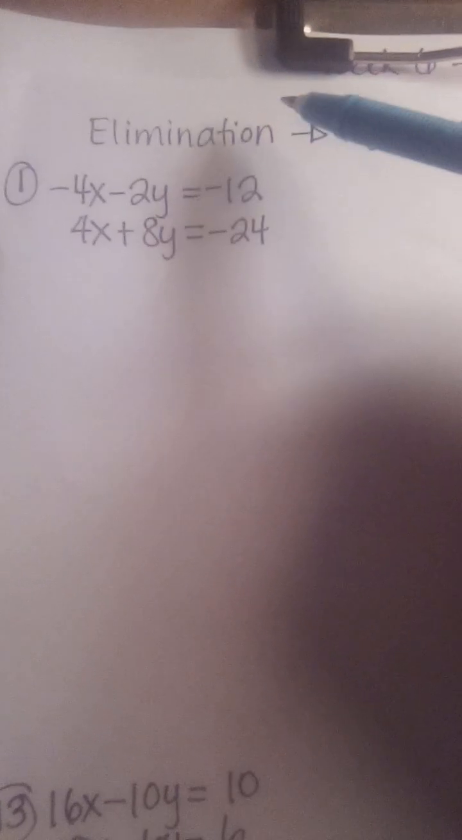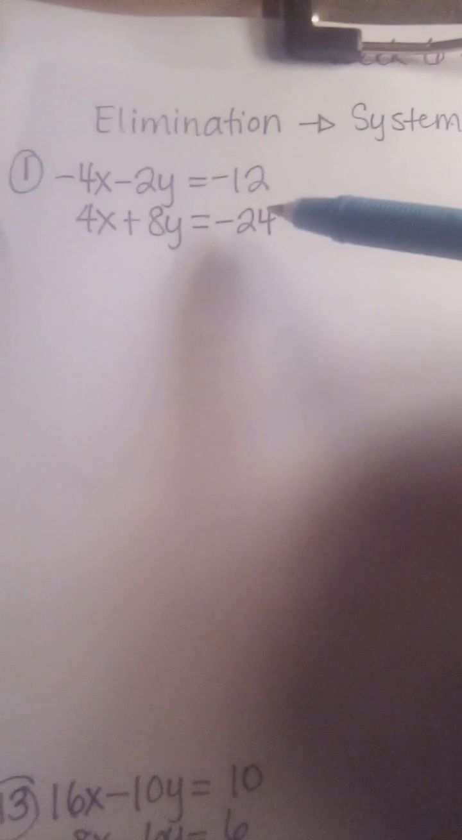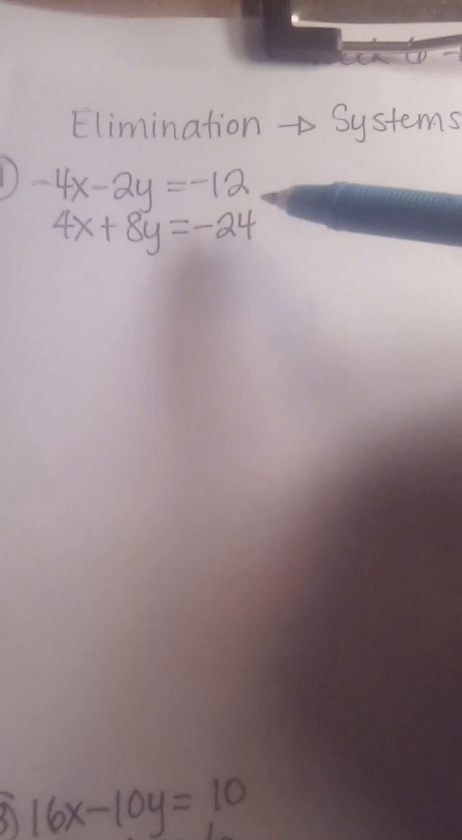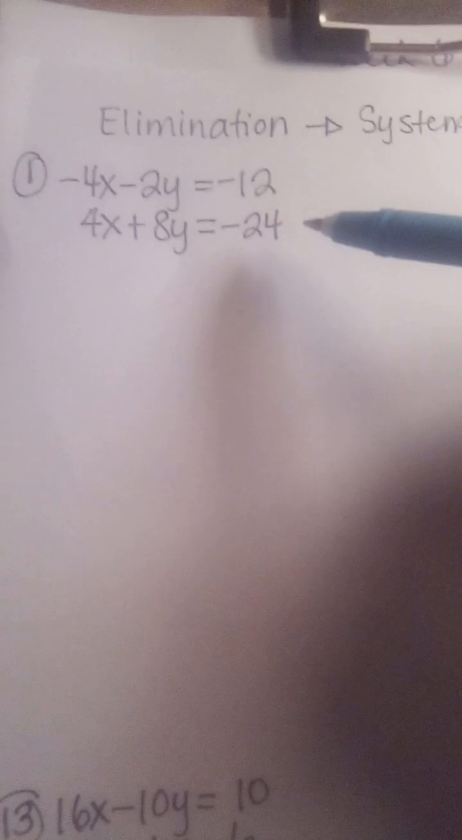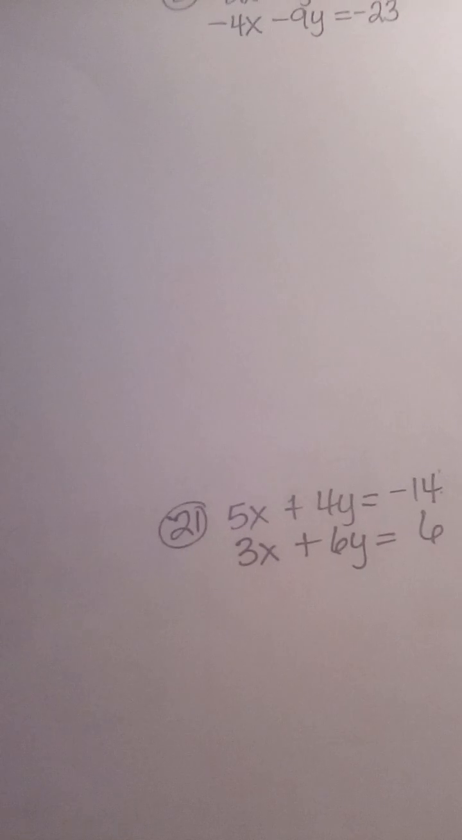And if on the test, the teacher decides to ask you which method you use, either substitution or elimination, choose the one that suits you the best. And as long as you get the answers that you're looking for, then you're on the right track. So we're going to look over number 1, number 5, number 13, and number 21.